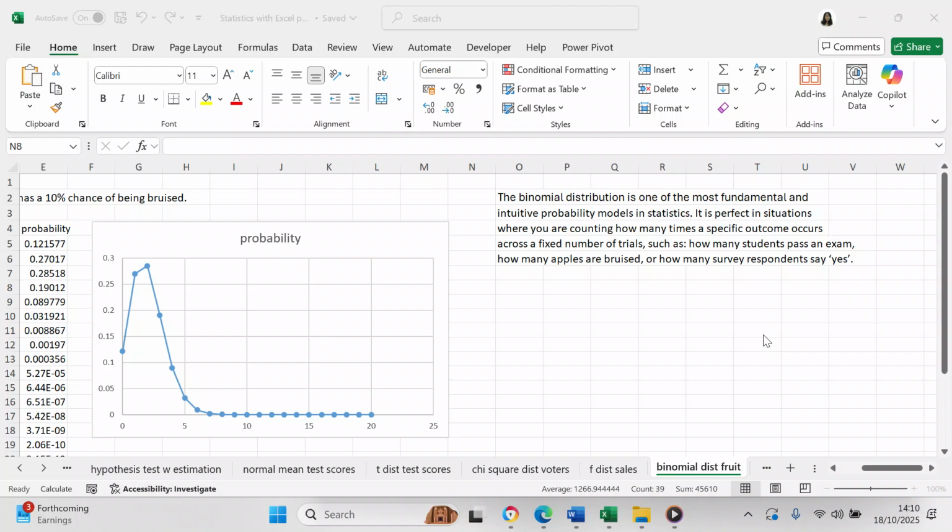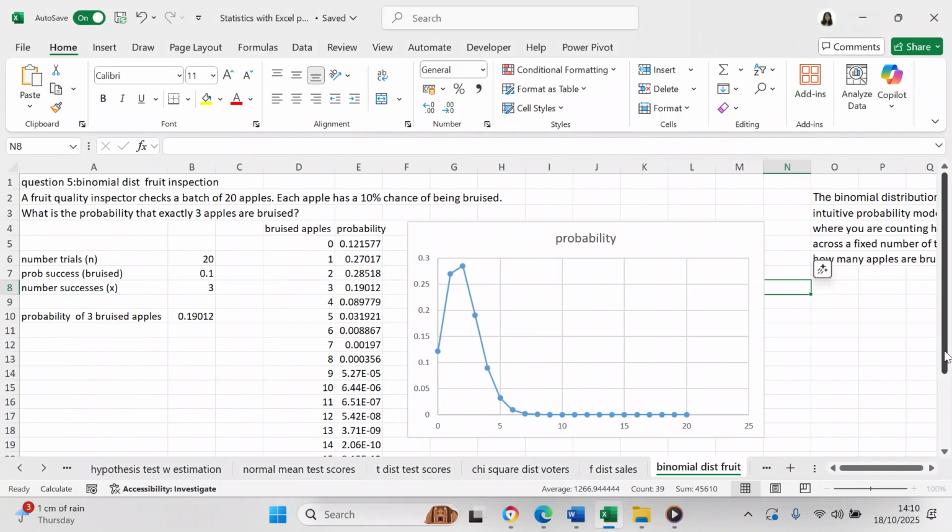In this video, what we're going to do is talk about the binomial distribution and how it relates to hypothesis testing. The binomial distribution is one of the most fundamental and intuitive probability models in statistics. It is perfect in situations where you are counting how many times a specific outcome occurs across a fixed number of trials, such as how many students pass an exam, how many apples are bruised, or how many survey respondents say yes.